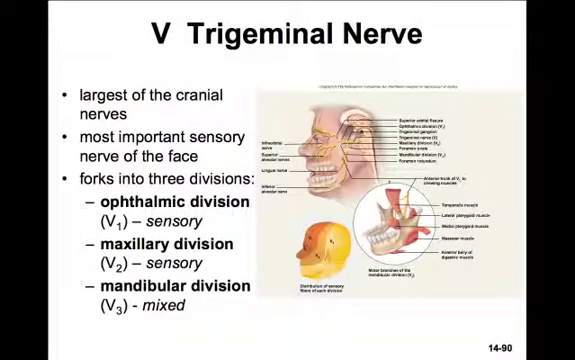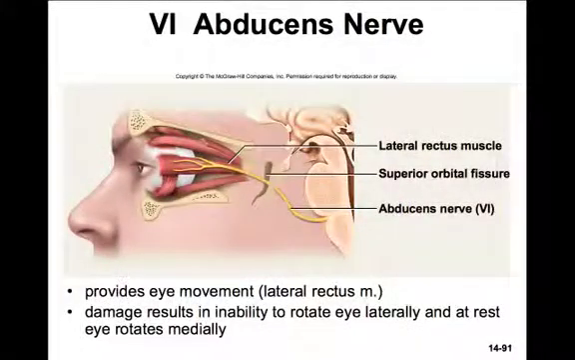5 is the trigeminal nerve. It's the largest of the cranial nerves. It's the most important sensory nerve in the face. It forks into 3 different divisions: the ophthalmic division, the maxillary division, and the mandibular division. You don't need to memorize what's sensory and what's mixed. Just notice that there's a division between the two. Number 6 is the abducens nerve. This provides eye movement of the lateral rectus.